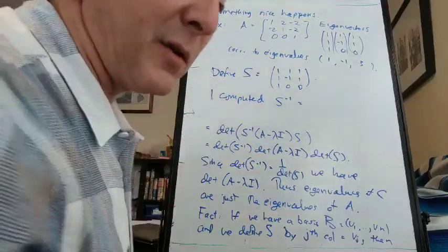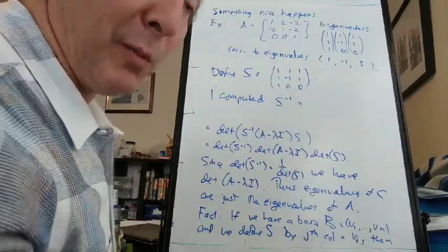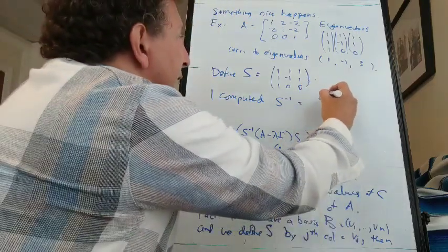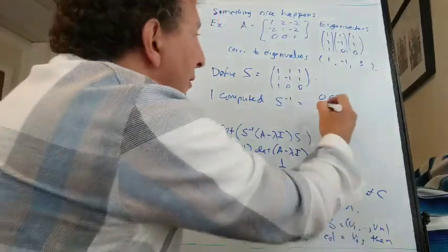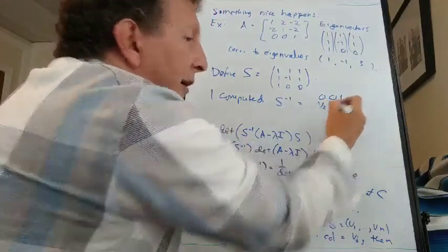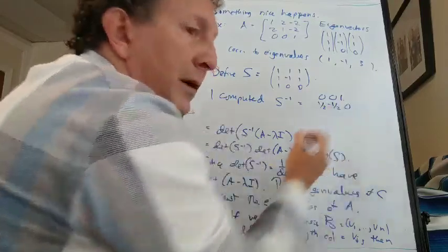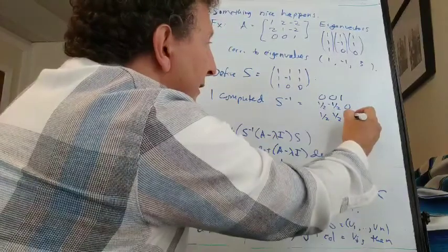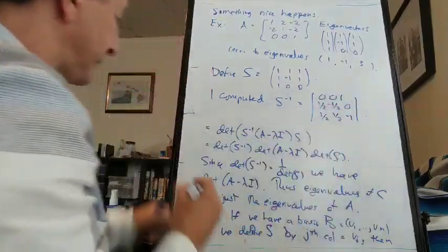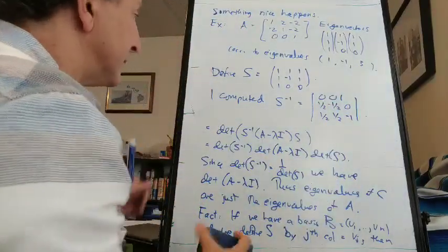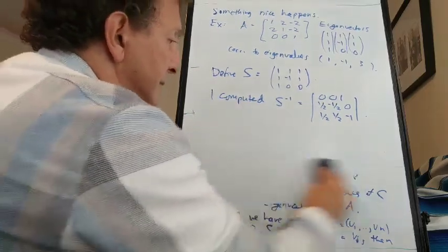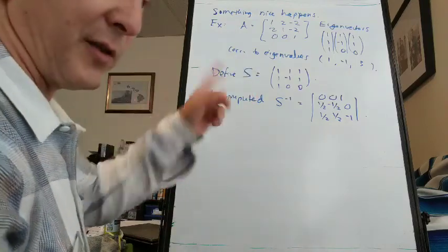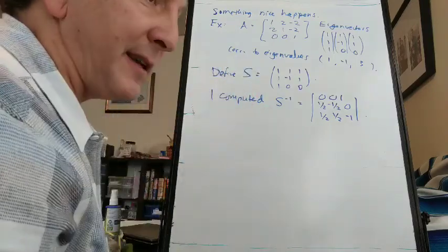Now, I did S inverse on my own. I won't make you watch all the row operations, but I got 0, 0, 1; 1 half, negative 1 half, 0; and then 1 half, 1 half, negative 1. I computed that and I tested it to make sure I had the right inverse. So I multiplied them and I got the identity.